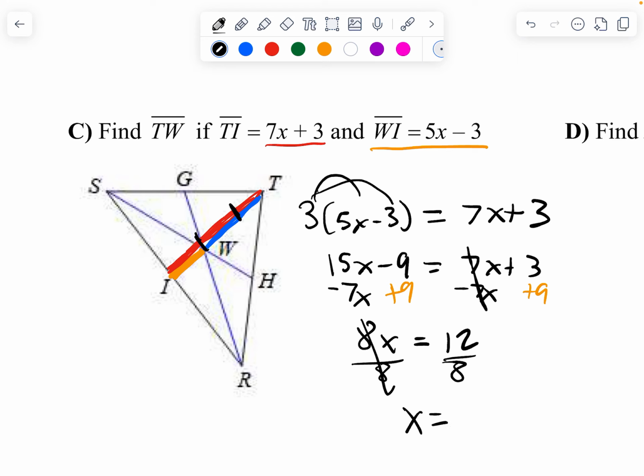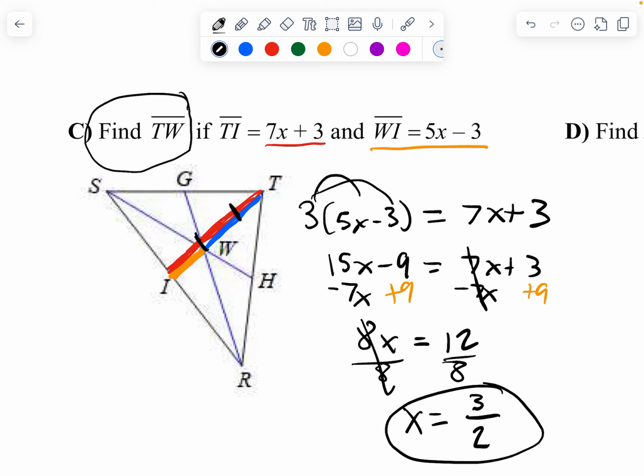And we get x equals, simplify your fraction. 4 is your common number. 4 goes into 12 3 times and into 8 twice, so 3/2. Now, keep in mind, your original goal was to find the length of TW. It wasn't to solve for x. X is what we needed to finish this, right?